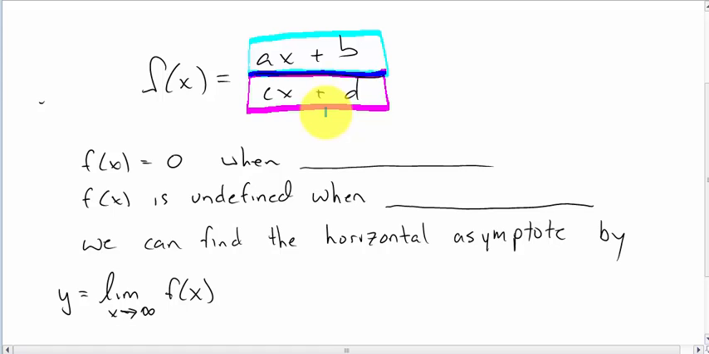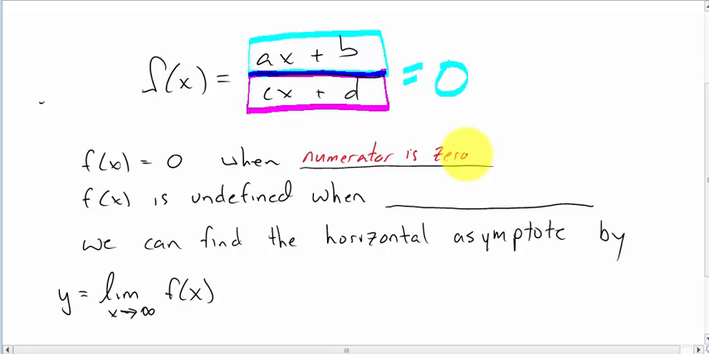So if we have f of x, when will it equal 0? If I put equals 0 up here, when will that happen? Well, that's going to happen when the numerator is 0. Think about it. It's a fraction. When can fractions equal 0? That's when the top is equal to 0.